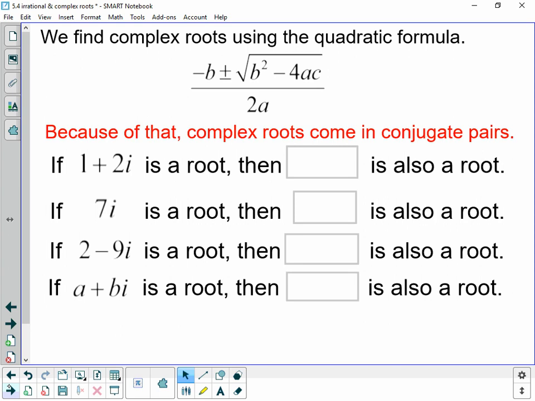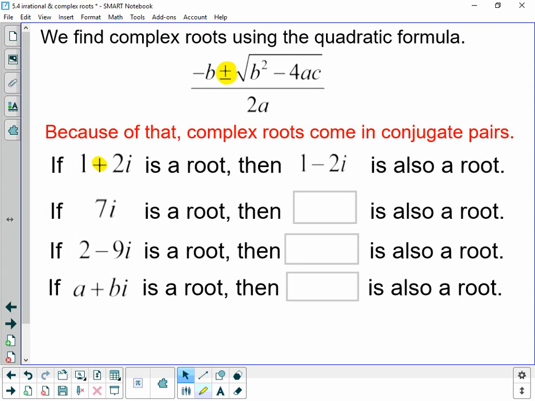Okay, well, we find these complex roots by using the quadratic formula. Because of that plus or minus symbol that is part of the quadratic formula, these roots always come in conjugate pairs as well. So if you know 1 plus 2i is a root, then another root you already know is 1 minus 2i. Comes in pairs. Please note the 1 did not change signs, only the imaginary parts changed signs.